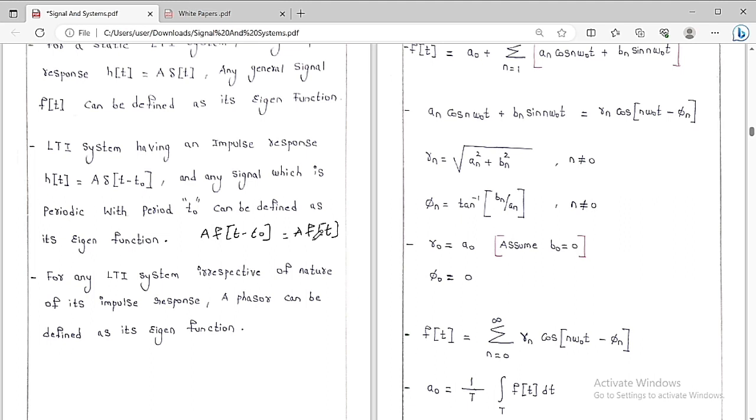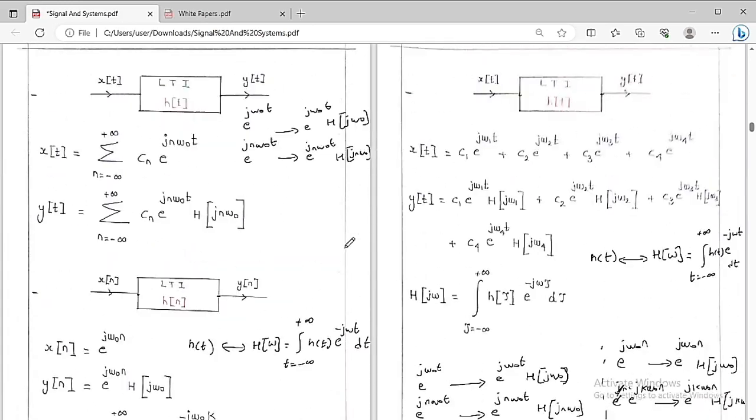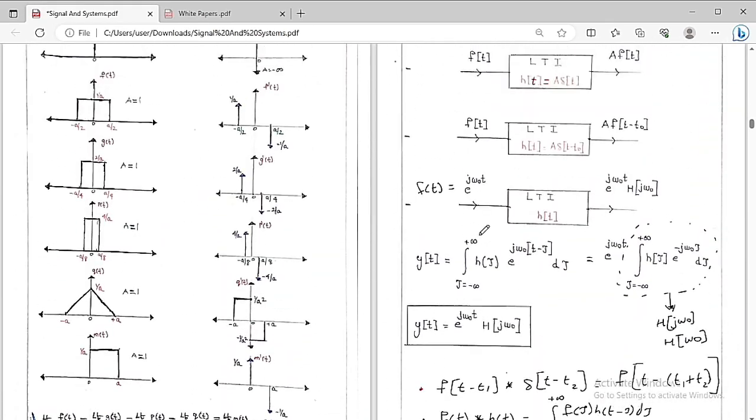So for any LTI system, irrespective of the nature of the impulse response, a phasor, meaning e^(jωt), can be defined as its eigenfunction. So let me finally conclude this concept with the help of this picture.